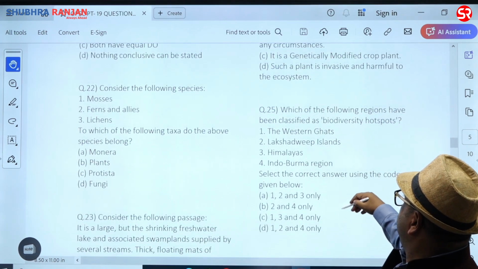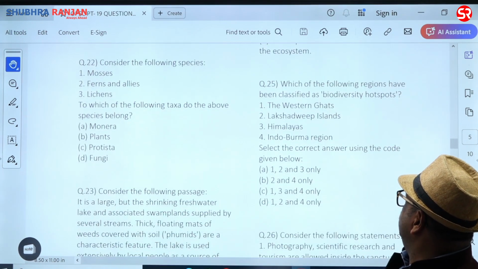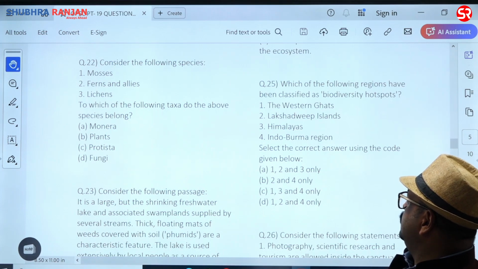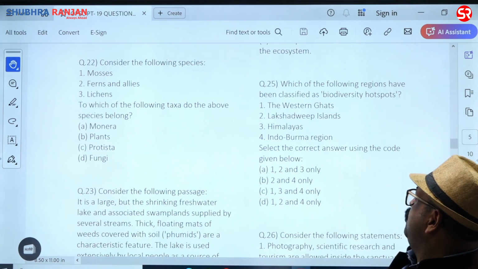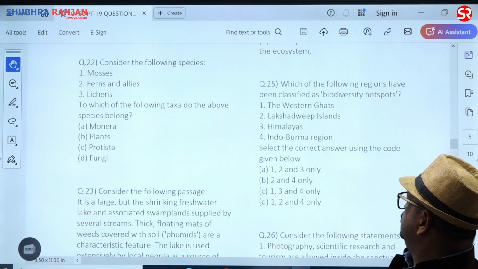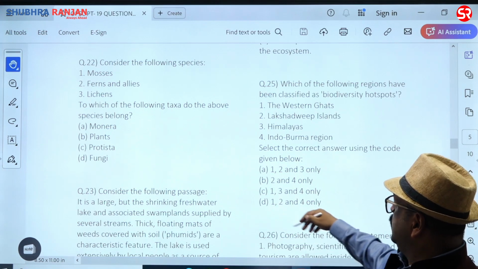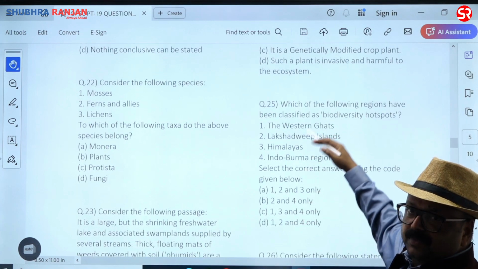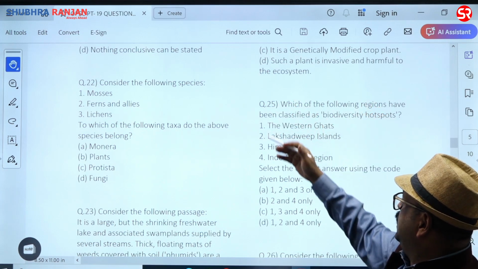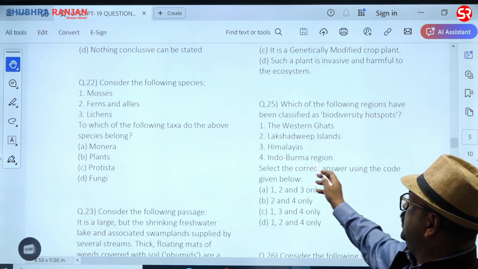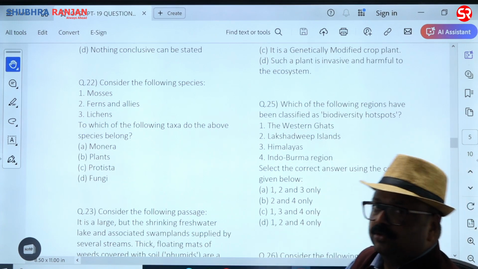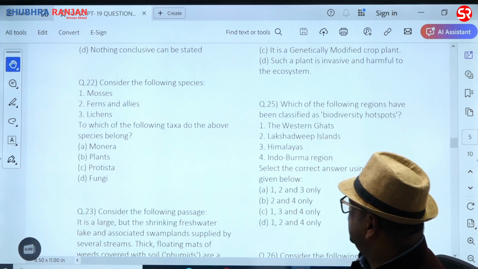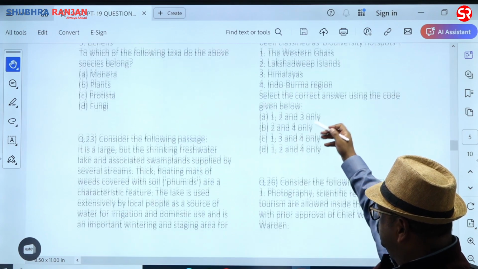25. Which of the following regions have been classified as biodiversity hotspots in India? The Western Ghats, yes. Lakshadweep Islands, no. Himalaya, yes. Indo-Burma region, yes. So 1, 3 and 4. Charlie is going to be the right answer. याद रखो बच्चे, Western Ghats, Sri Lanka, entire Himalaya, Eastern Himalaya, that is what Indo-Burma region, and the fourth Sundaland, that includes the Nicobar group of islands with Indonesia. So these are the four hotspots in India. तो इसका आंसर मैंने बता दिया.